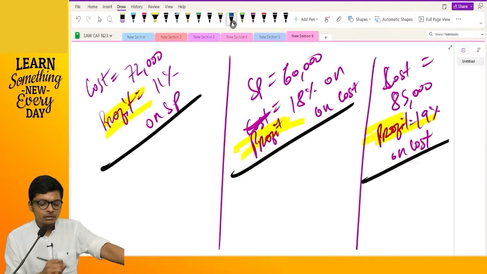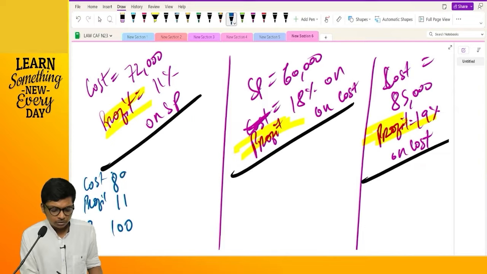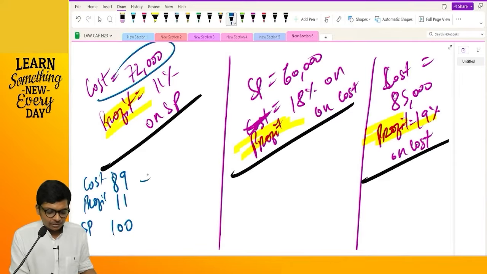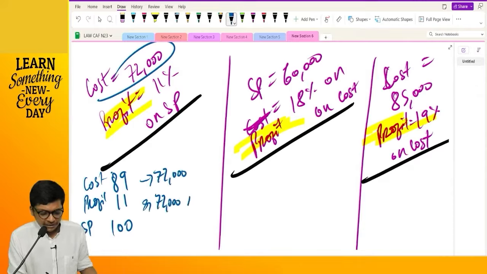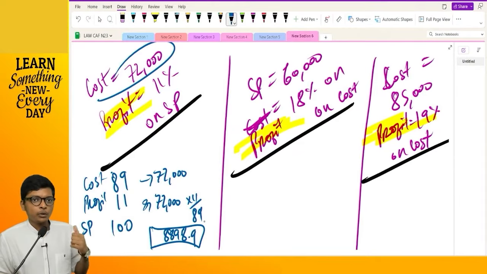Finished all three, guys? Can I start solving? Simple. First one, cost, profit, selling price. If selling price is 100, profit is 11, so cost is 89. Here I can't use shortcut. So my cost is 72,000. So profit will be 72,000 into 11 by how much? 89. This is what you got?